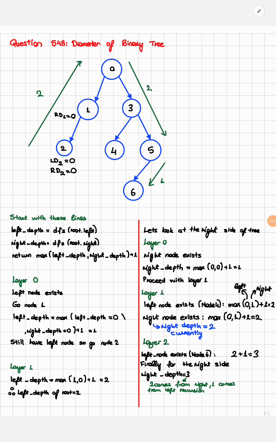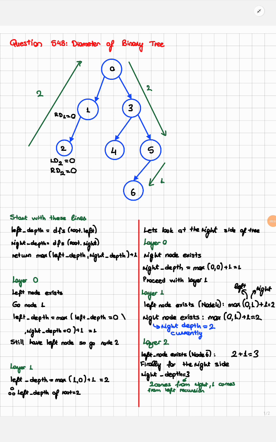Let's look at the solution line by line. I want to start with the following three lines. Left depth is equal to dfs root left. Right depth is equal to dfs root right. Return maximum of left depth, right depth, plus 1.